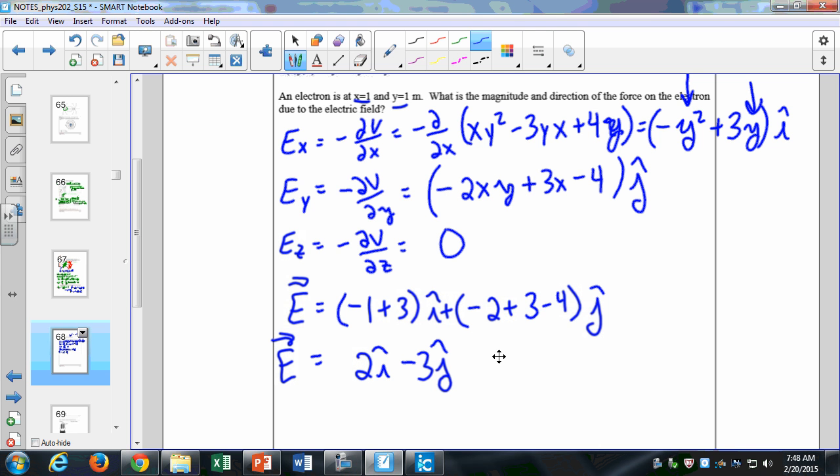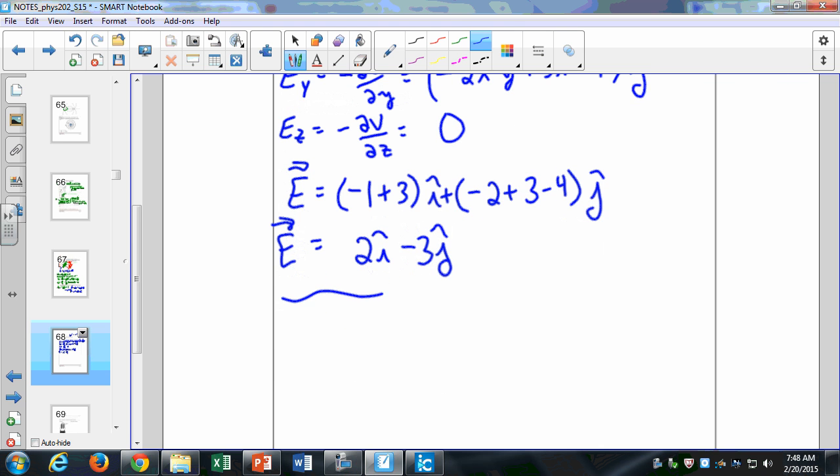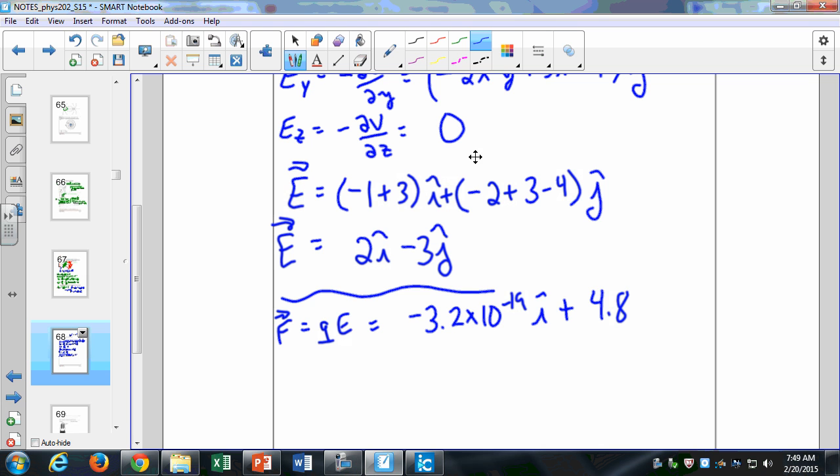So if I want to know the magnitude and direction of the force, I could say F equals QE. All right, that finds the force. For an electron, that's negative 1.6 times 10 to the minus 19. So there'll be negative 3.2 times 10 to the minus 19, that's just 2 times the charge of an electron, in the i direction, minus 4.8, or plus 4.8 times 10 to the minus 19, in the j direction, that's in newtons.